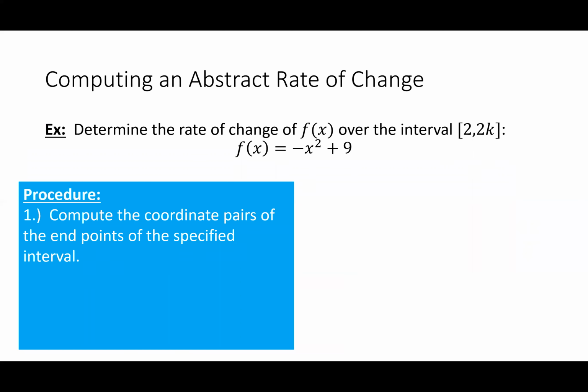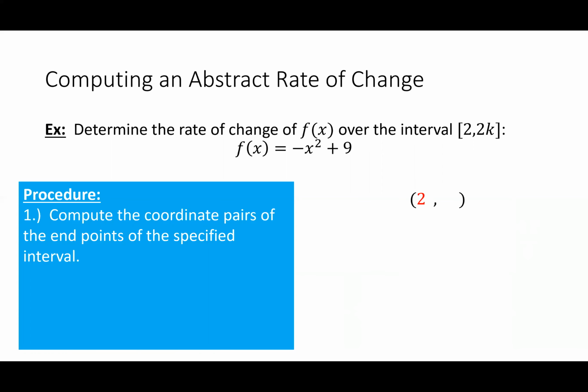So we're going to determine the rate of change of f of x over the interval 2 to 2k. Where does this k come from? This is that abstract interval that we were talking about for lesson objective 2. I want you to pause the video and see how far into this you can get on your own. Okay, start with computing the coordinate pairs.